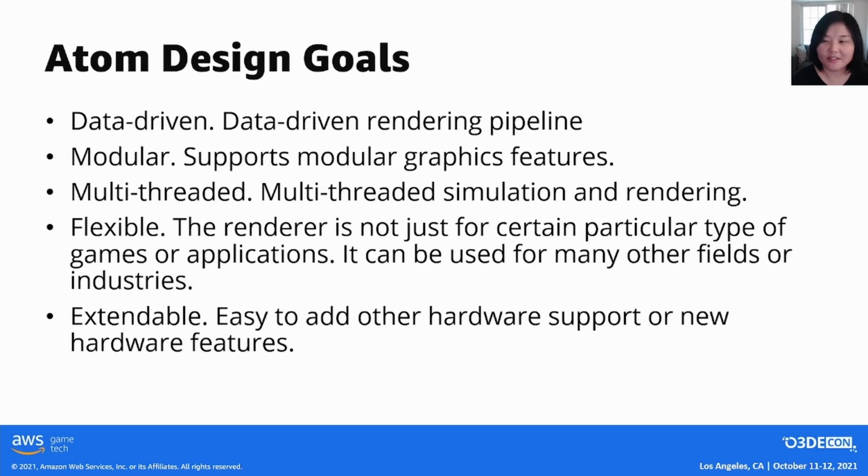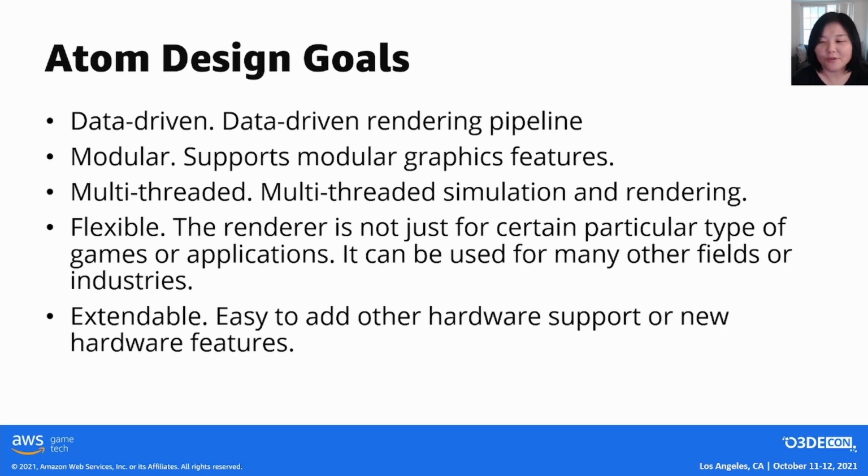Here is a list of design goals for Atom Renderer. First, we wanted to support a fully data-driven rendering pipeline. This gives developers the ability to create and customize a render pipeline which is the best fit for their applications, and they don't need to change the renderer. Second, the renderer needs to support modular graphics features. These graphics features are independent and they can be enabled or disabled by choice.